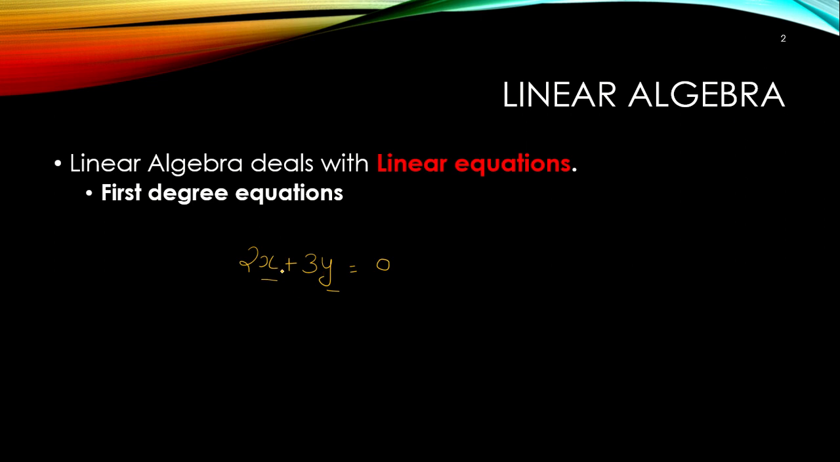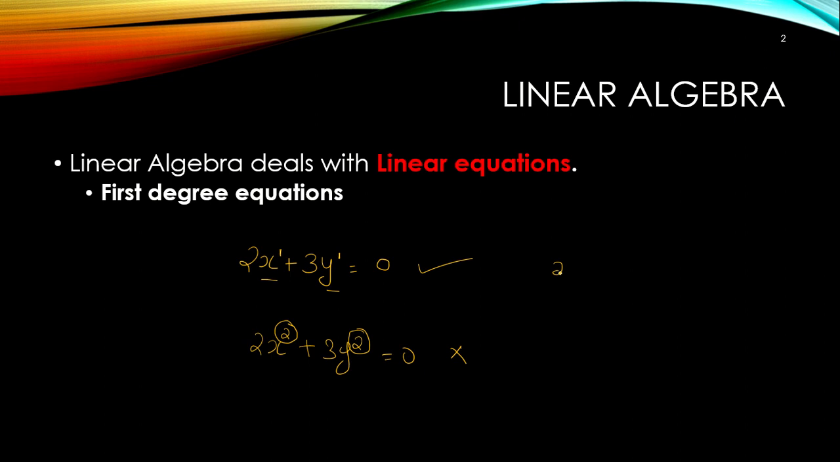And check the degree of these variables. So the degree of this variable is 1 and the degree of this variable is also 1. So in this equation, the variables have the degree 1. So we can call it a first degree equation. Okay, this is a first degree equation. And if I write something like this, is it a first degree equation? No, because the variables have a higher degree, right? So this is not a linear equation.